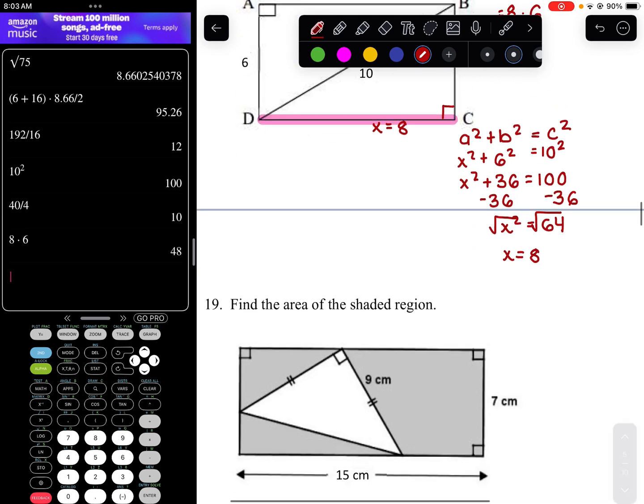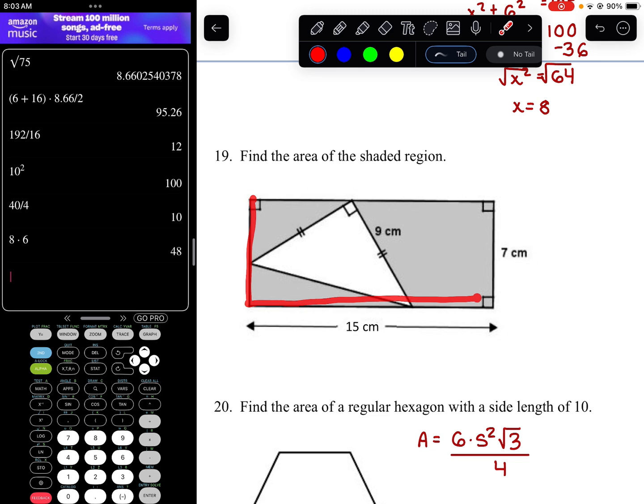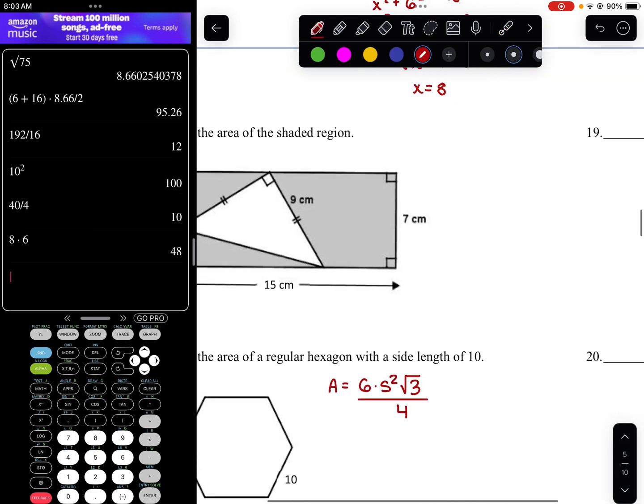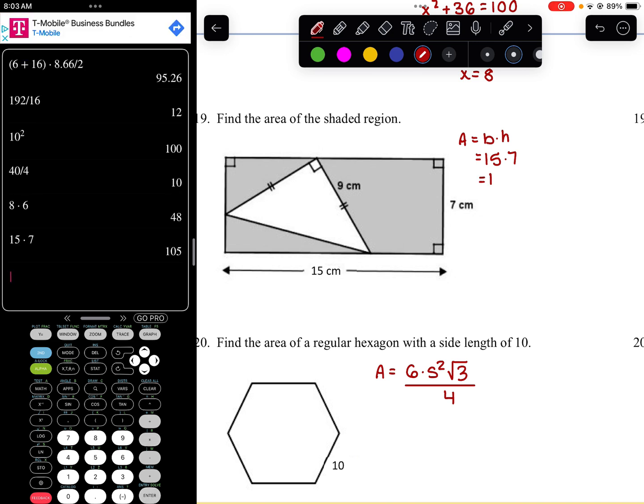Couple more questions. Let's take a peek at question 19. They want the area of just the shaded region. So we want almost all of our rectangle, except we want to take away this triangle. To find the area of our rectangle, we are using base times height, where this rectangle has a base of 15 and a height of 7. So this shape has an entire total area of 105. But we want to take away the triangle.